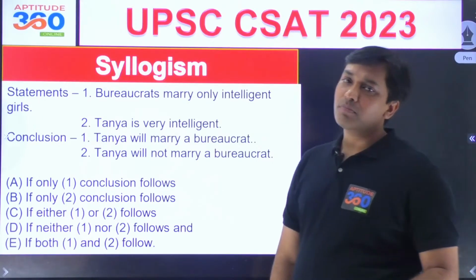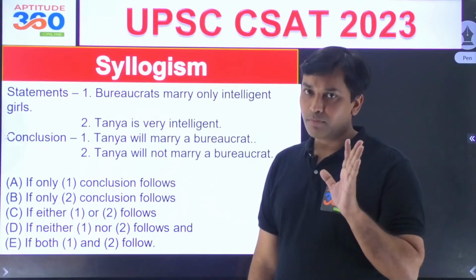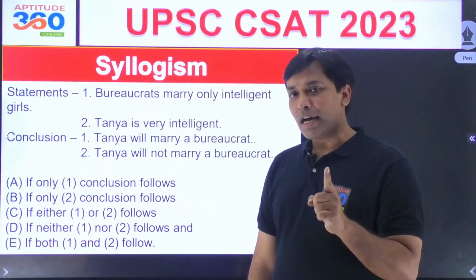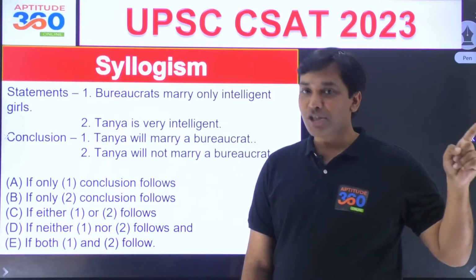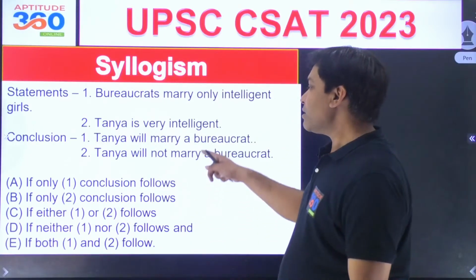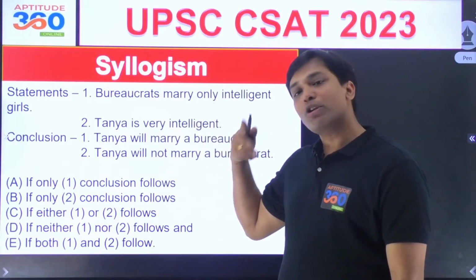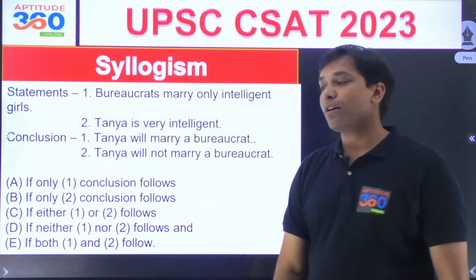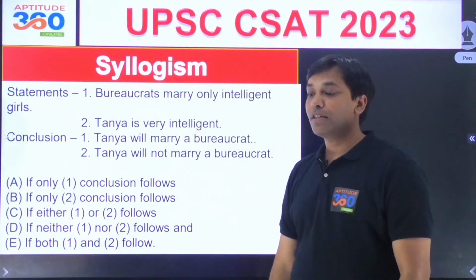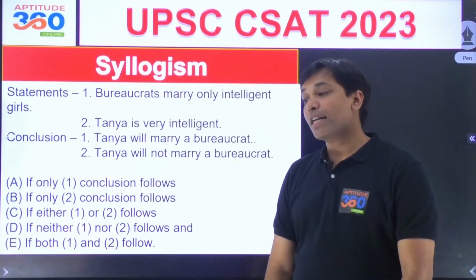देखो, एक तो तान्या की शादी तो होगी, पक्का है. अब तान्या या तो वो ब्यूरोक्रेट से शादी कर ले, या तो ब्यूरोक्रेट से शादी ना करे, यही है ना. So when conclusion 1 is true, the conclusion 2 is not true, and vice versa. So what is your option? Answer number C is option number C is your answer. Do we understand this thing?